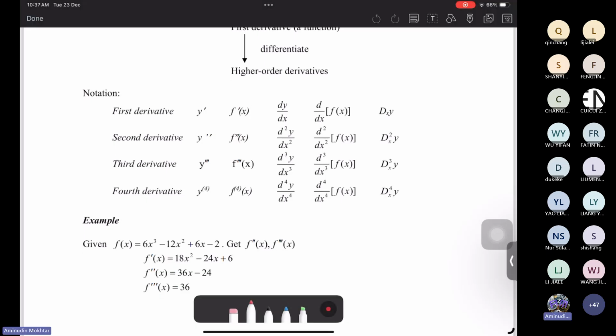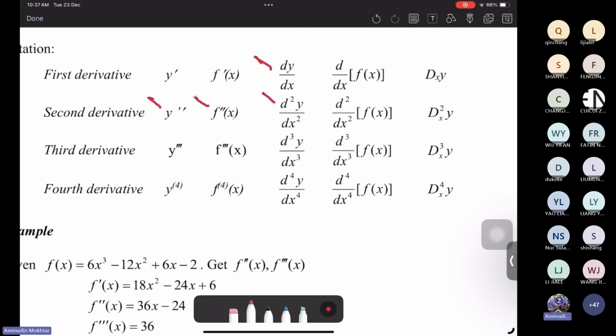The second derivative, we write d squared y over dx squared. That is the second derivative of y, y double prime, f double prime. For the third derivative, it is d to the power of 3 y divided by dx to the power of 3. Or we also can write y triple prime and f triple prime of x.